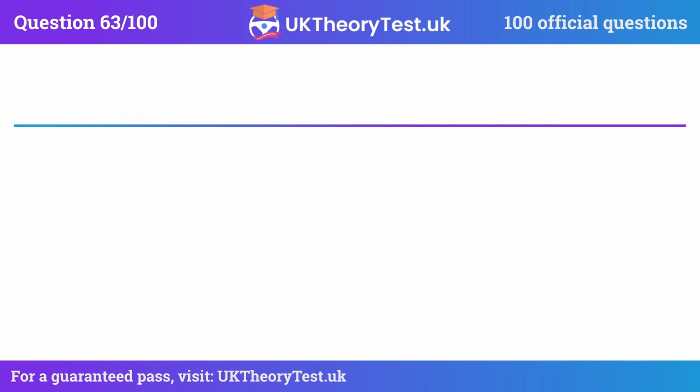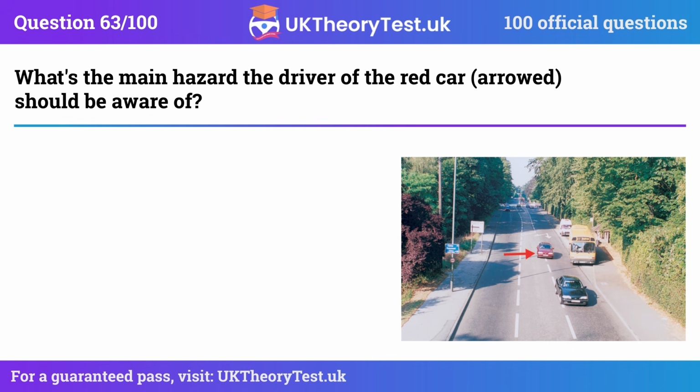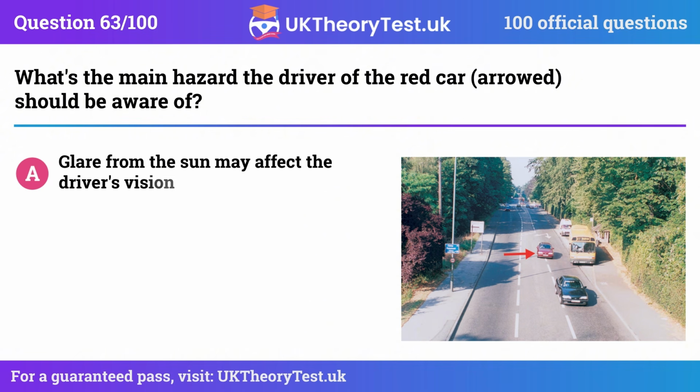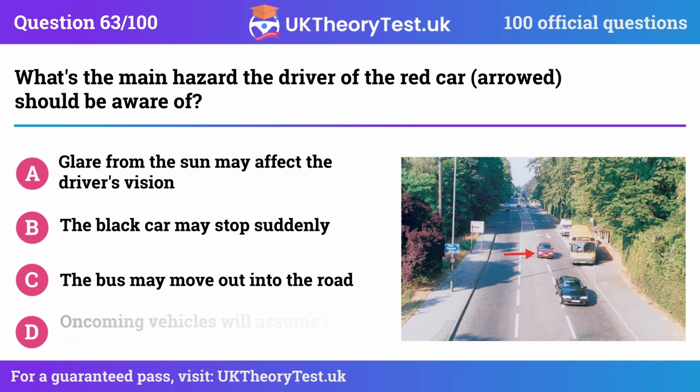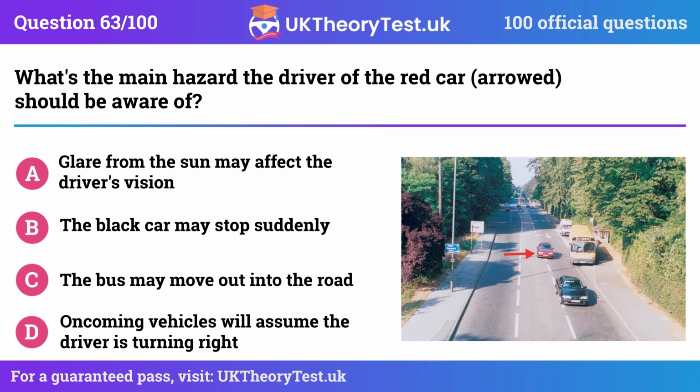Question 63. What's the main hazard the driver of the red car arrowed should be aware of? A. Glare from the sun may affect the driver's vision. B. The black car may stop suddenly. C. The bus may move out into the road. D. Oncoming vehicles will assume the driver is turning right.